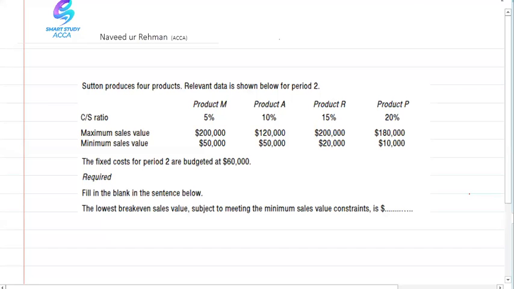Welcome to Smart Study. There is one question on CVP analysis in F5 Performance Management. One of my students found it difficult, so I thought I'm going to record it for everyone.